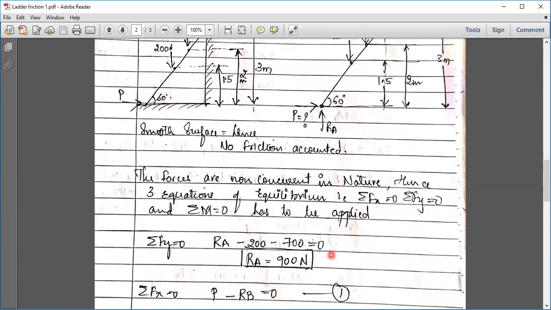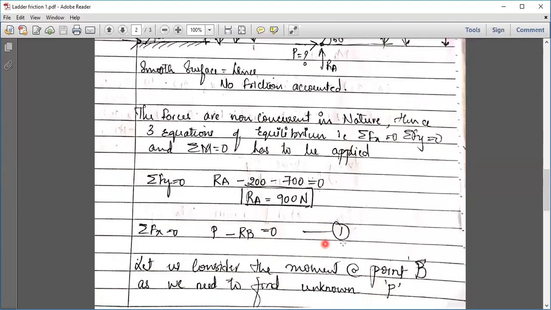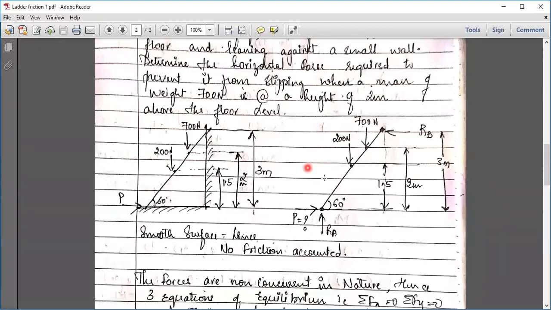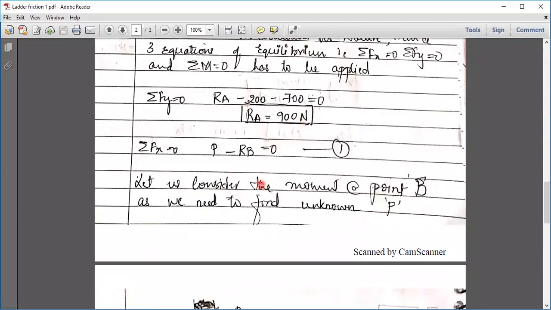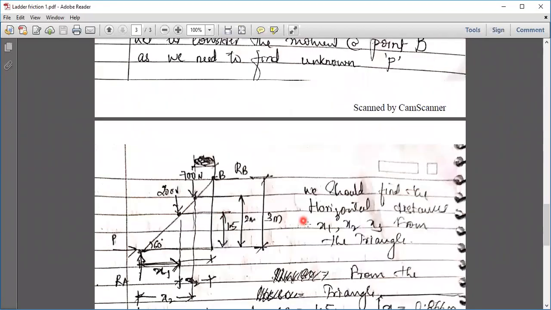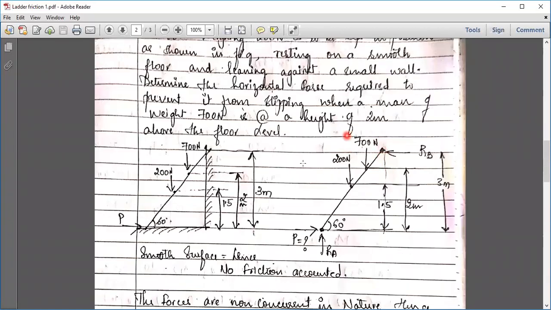Let us consider the moment. Where to consider the moment? Either at point A or at point B. If I take the moment at point A, I will get the value of Rb, but I'll not get the value of P. I can substitute in equation 1 and get the value of P. If I take the moment at B, I can find the direct value of the force applied P and then substitute to get the value of Rb. Either one works. In this particular case, I have taken moment at point B because first I want to find the P value. Before that, just look into this figure.